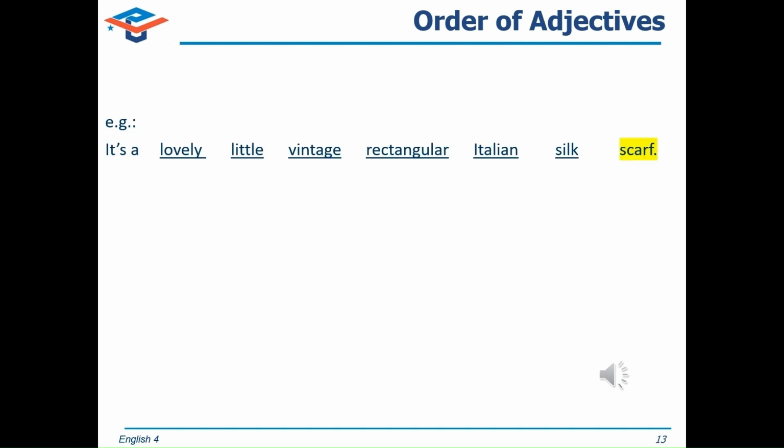When put properly in sentences, the order of these adjectives is certain. Now, let's look at the sample sentence here. It's a lovely little vintage rectangular Italian silk scarf. We have a very long noun phrase, in which scarf is the main noun, and in front of the noun there are many adjectives in specific order. Opinion, then size, which is followed by age, shape, origin, and material. And this is the order of different adjectives in a sentence. But in your sentence, it's perfect for you to use just 3 adjectives in front of a noun.